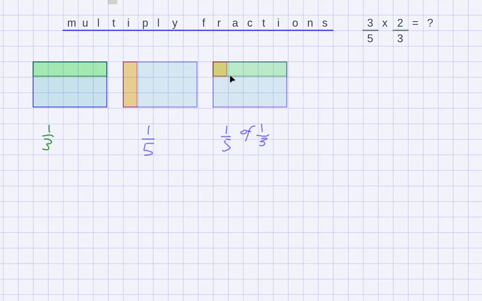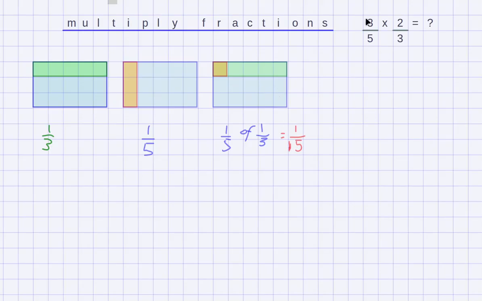And how much is that of the whole pizza? There are 5 by 3, so 1, 2, 3, 4, 5, 6, 7, 8, 9, 10, 11, 12, 13, 14, 15 squares. So one of those squares is 1/15. Equals 1/15.